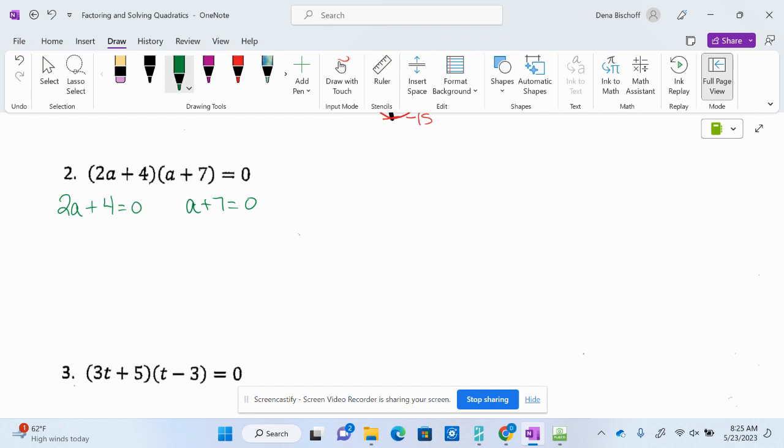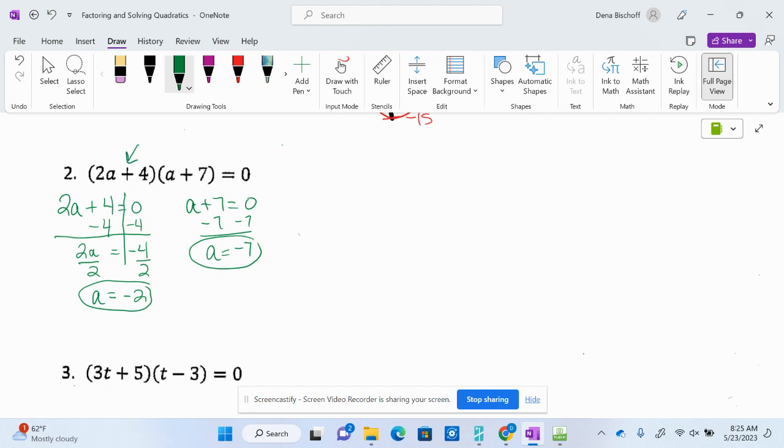So what do you think? Yep, subtract 4 from both sides. I agree. So 2a equals negative 4. Yeah, we're going to divide both sides by 2. So a equals negative 2. Or, what about the next one? Sorry, a equals negative 7. Yes. And minus 7. A equals negative 7.